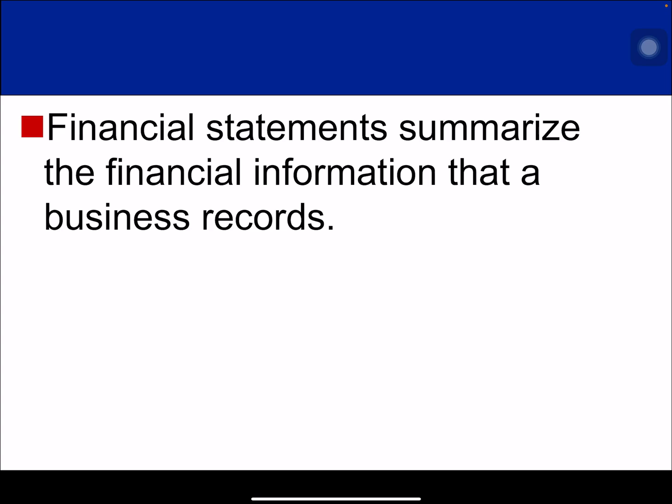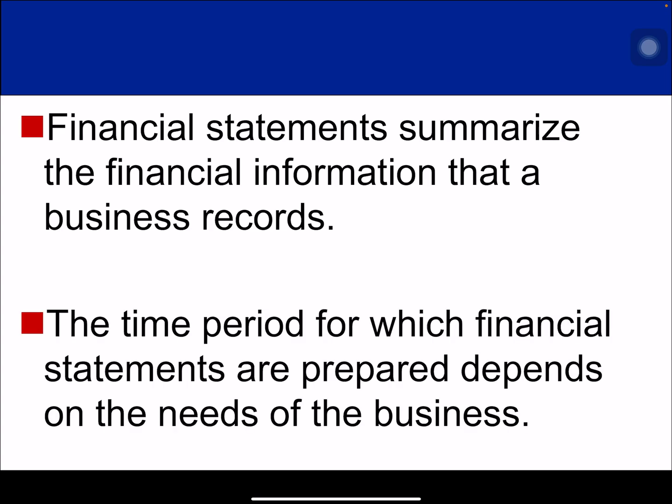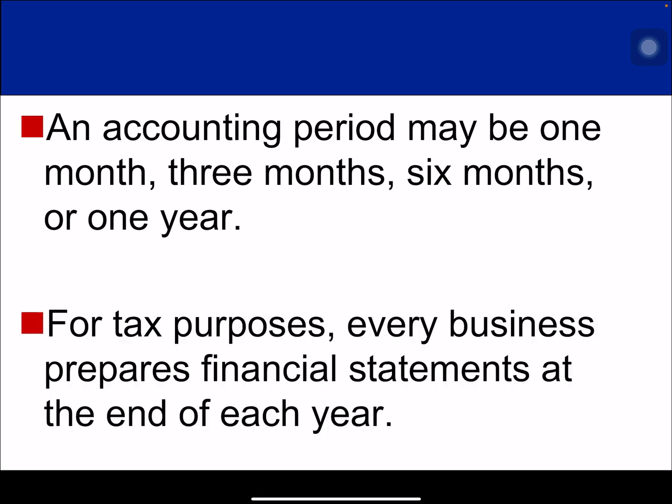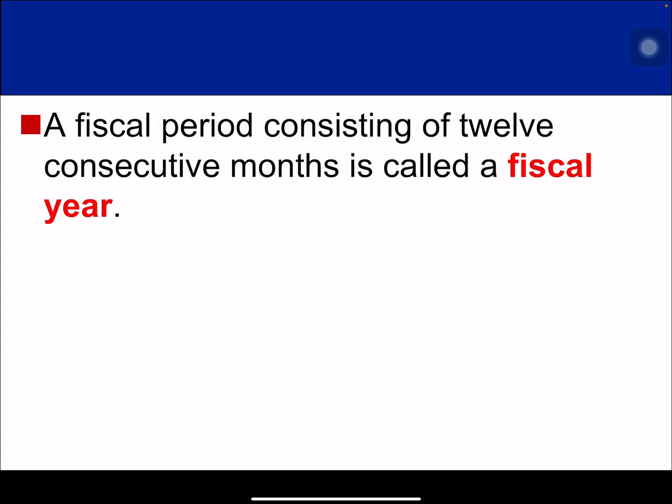Financial statements summarize the financial information that a business records. The time period for which financial statements are prepared depends on the needs of the business. In accounting, it may be 1 month, 3 months, 6 months, or 1 year, the fiscal period. For tax purposes, every business prepares financial statements at the end of each year. A fiscal period consisting of 12 consecutive months is called a fiscal year.